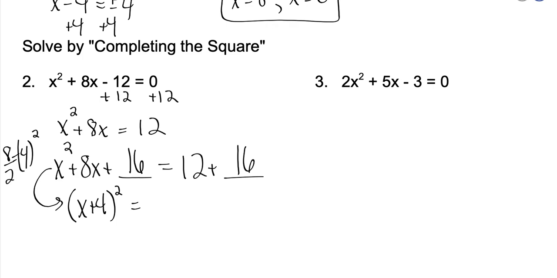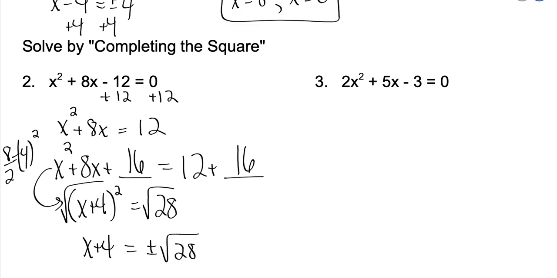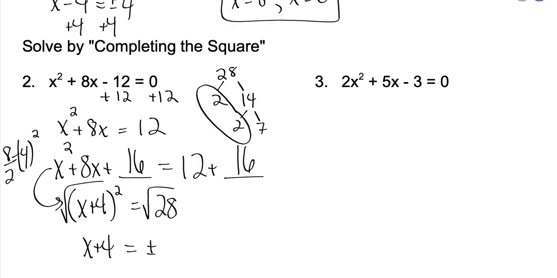And on the right-hand side, we have a 28. And now we're back to what we did up here, where you just square root both sides. Okay, so we use the square root property to finish out. So we have x plus 4 equals plus or minus square root 28. And let's go ahead and simplify that down. So 28, break it down: 2, 14, 2, 7. Got a pair of 2's, so this would be 2 root 7.